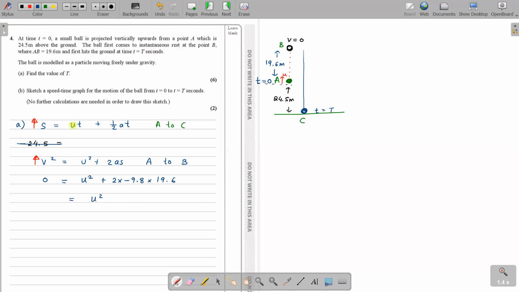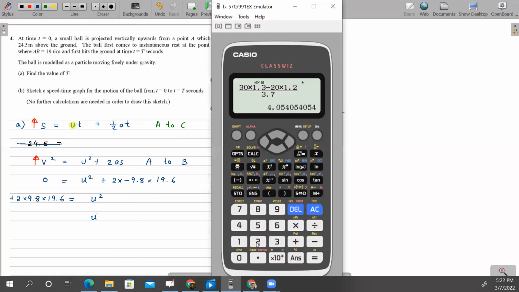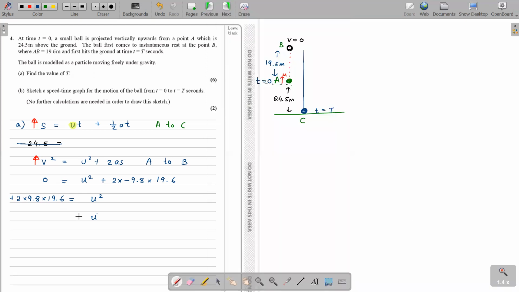So this entire term, the negative sign comes forward. So it's a negative term. The entire negative term, I'll take to the other side as a positive. 2 into 9.8 into 19.6 gives me U square. Then I square root my answer and I get 19.6. Are you guys okay with it? So square rooting this gives me 19.6. So this is the initial, the starting speed.